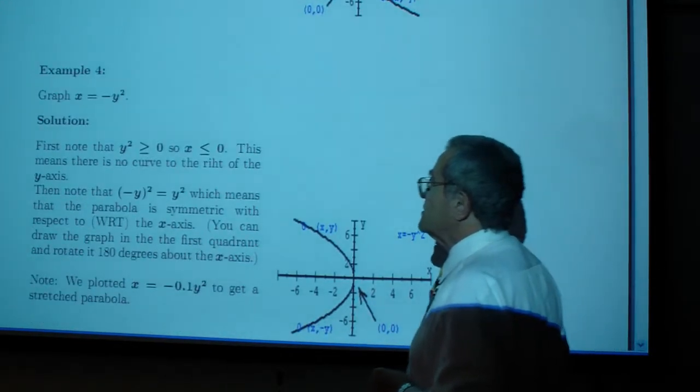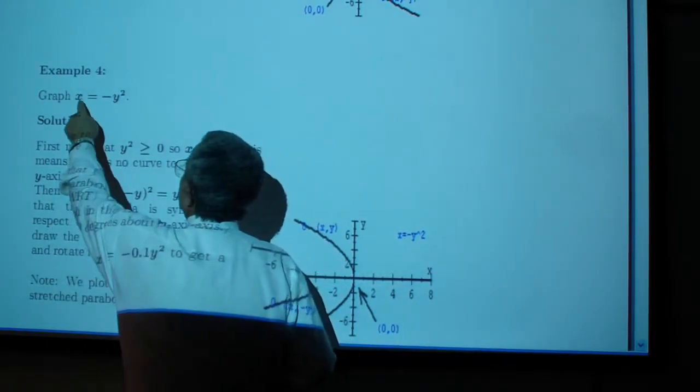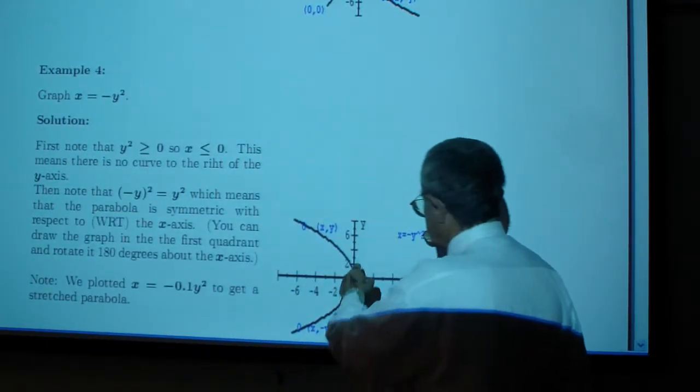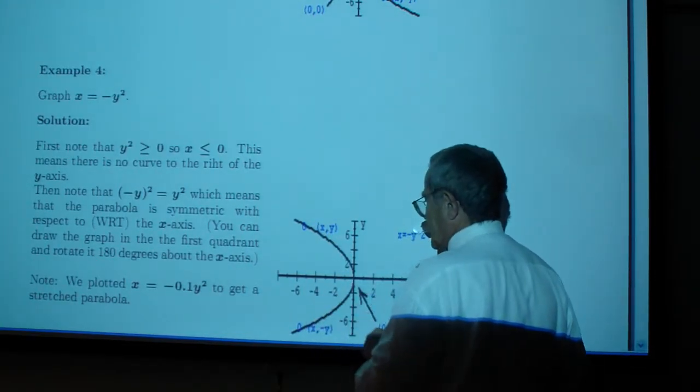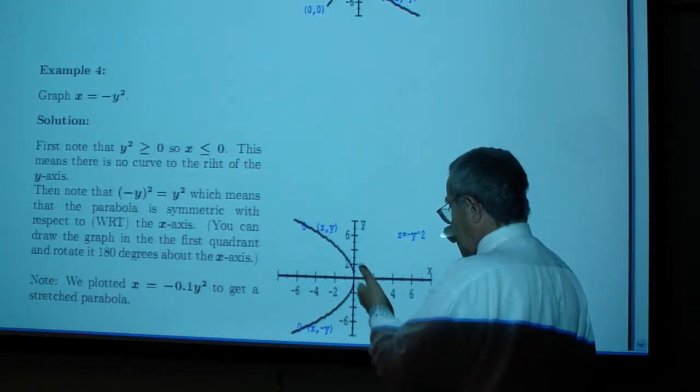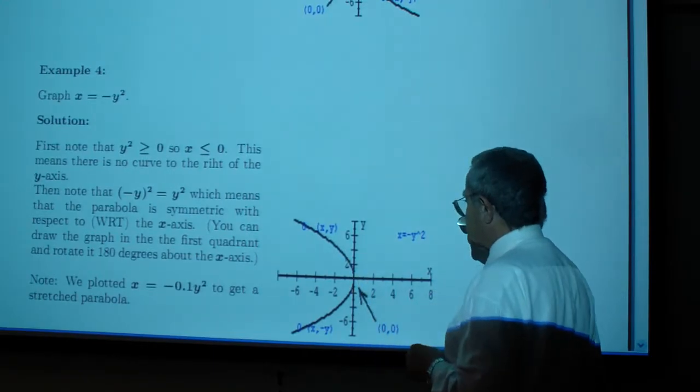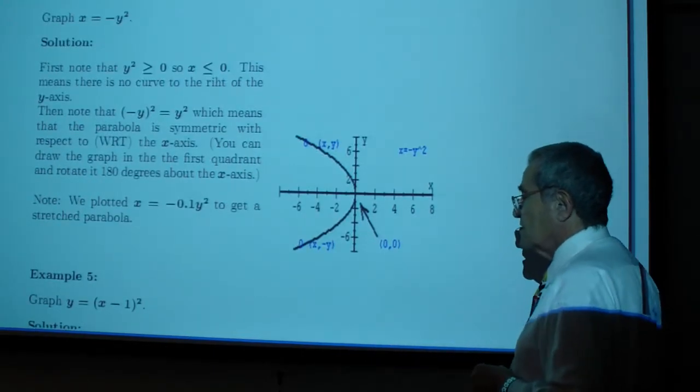And finally, if x is negative y squared, x is always negative, never positive, no curve over here. Symmetry with respect to the x-axis again, and that's your curve. The vertex is at (0, 0). Okay.